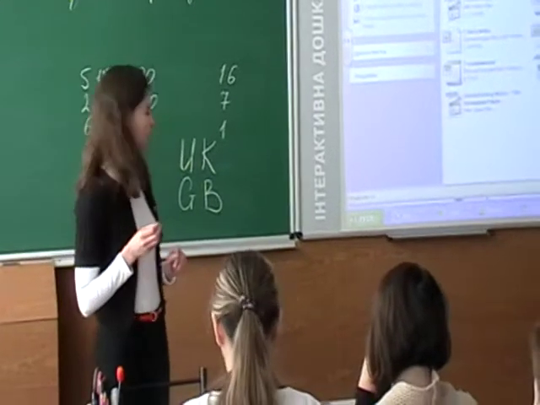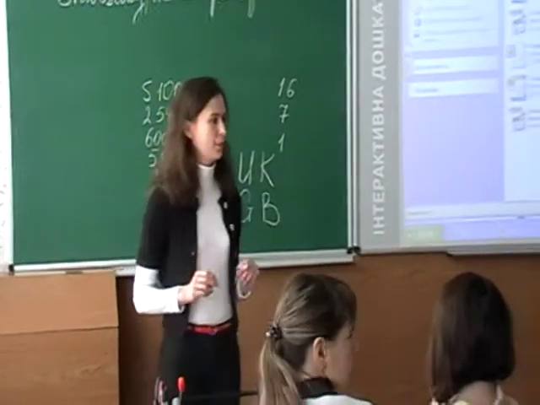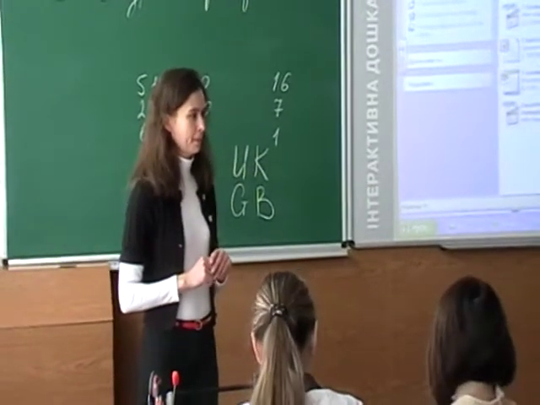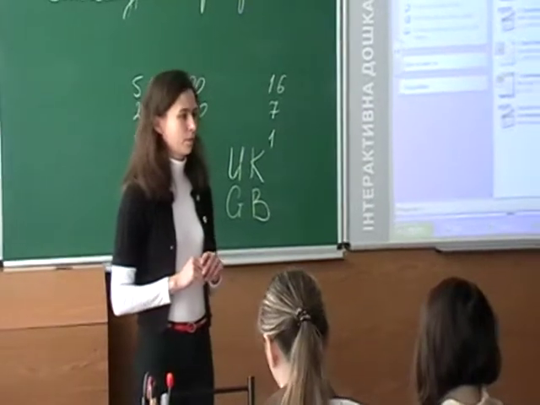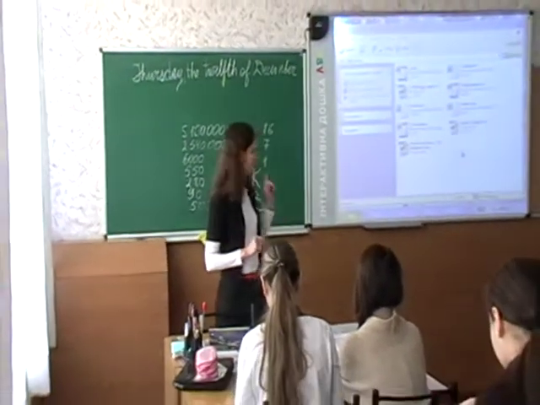Tell me please, how many countries are there in the United Kingdom? There are 4 countries in the United Kingdom of Great Britain: England, Scotland, Wales and Northern Ireland. Right. Tell me please, what is the capital of the UK?